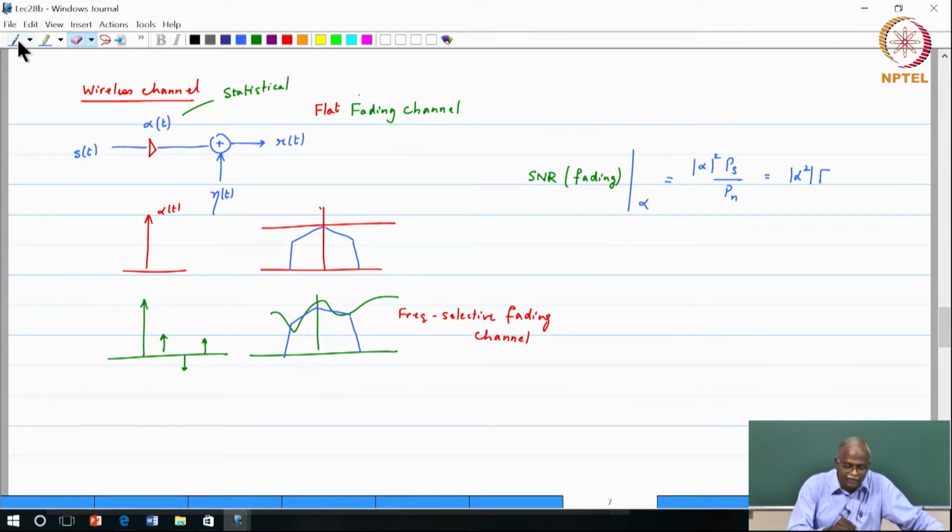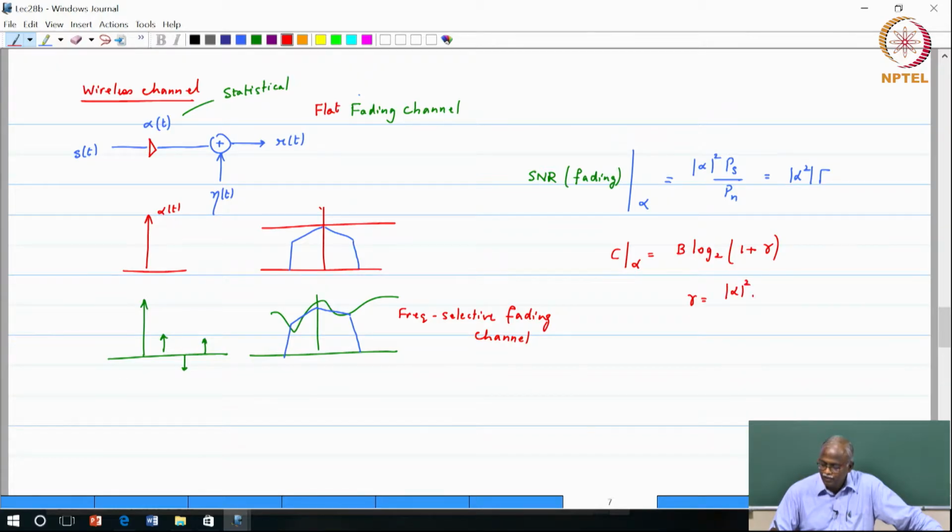So, the capacity expression now becomes capacity as a function of alpha, given by bandwidth times logarithm base 2 of 1 plus gamma, where gamma is defined as mod alpha squared times the SNR when the fading was not present. Okay. So, you can see that there is not a big change, but you still have to keep in mind that once you are talking about fading channels, we cannot talk about a constant number as its capacity.